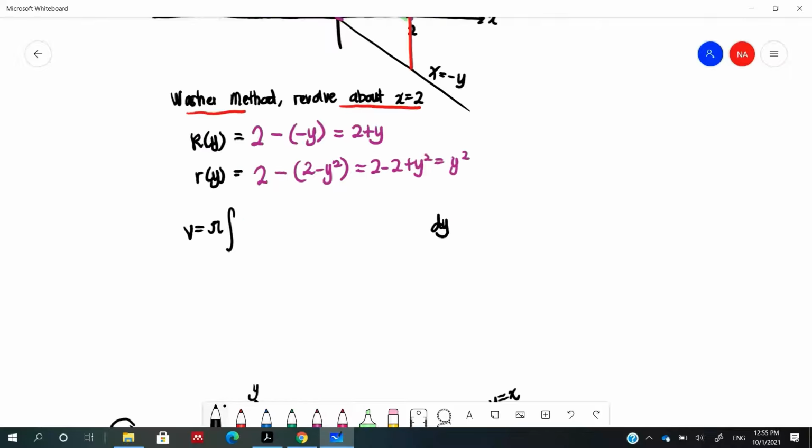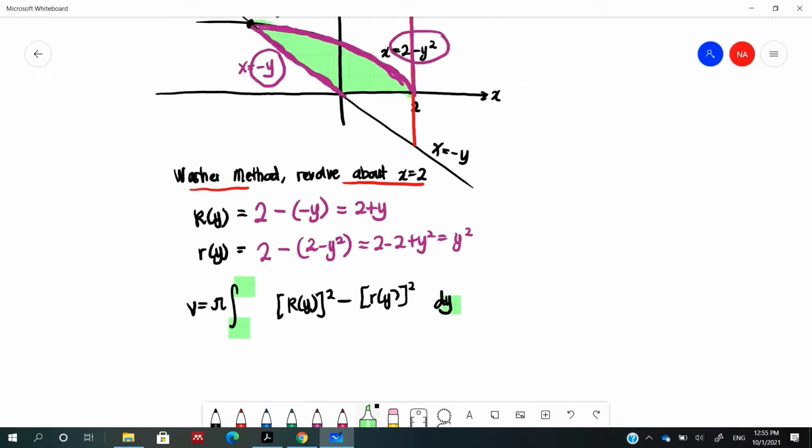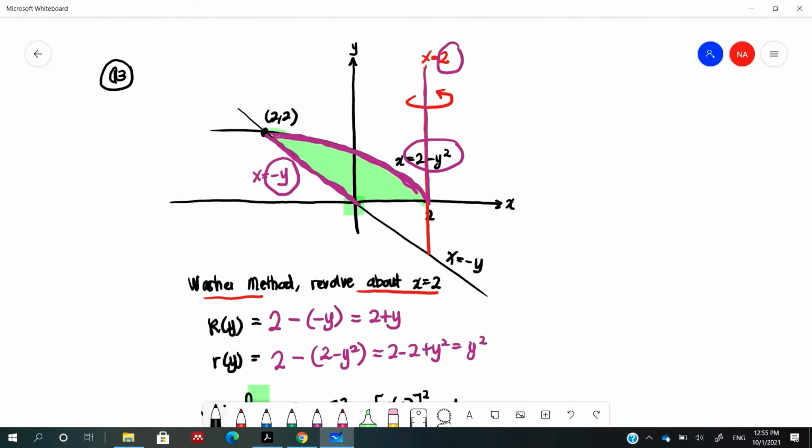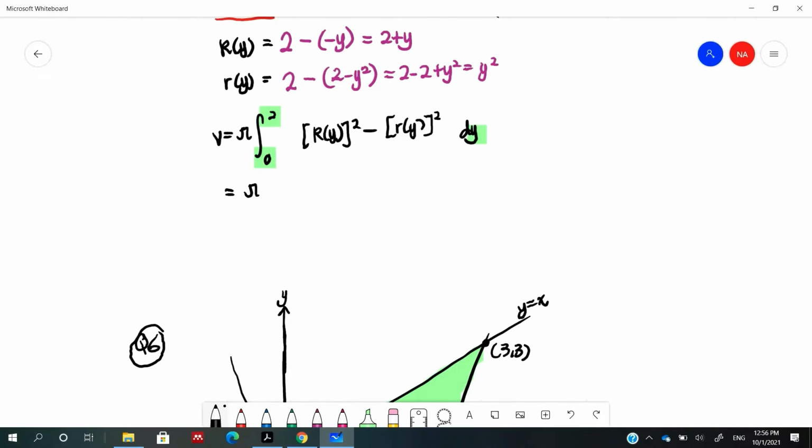Now for the volume, the big R squared we should minus the small r squared. The values in this integral should be on the y-axis because it is with respect to y, so this one is from 0 until 2. Now we substitute into the formula. That one should be (2 plus y) squared minus (y squared) squared dy.